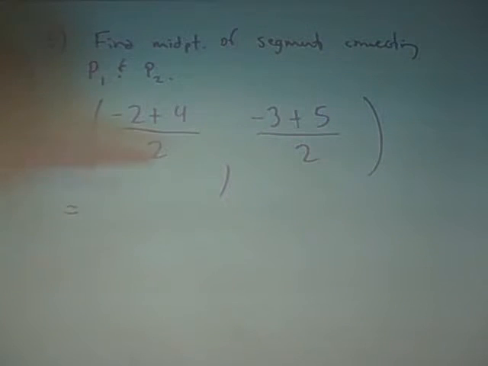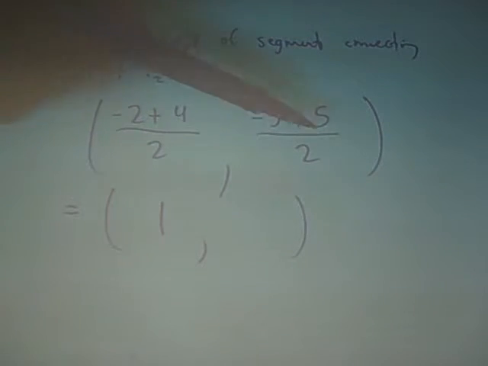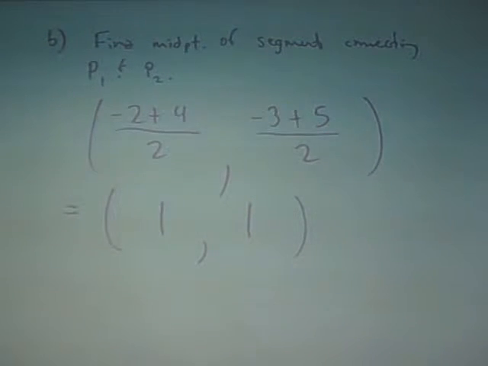And when we do that, 4 minus 2 is 2. 2 divided by 2 is 1. And 5 minus 3 is 2. 2 divided by 2 is 1. So the midpoint of the segment connecting those 2 points is (1, 1).